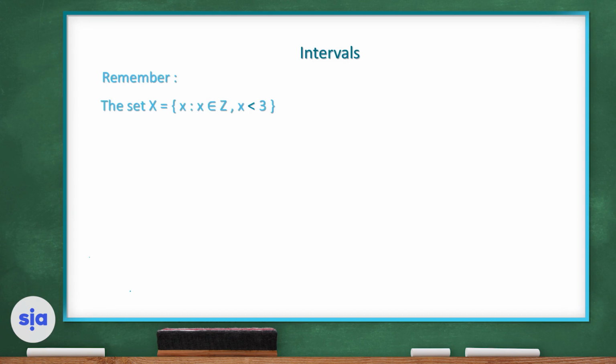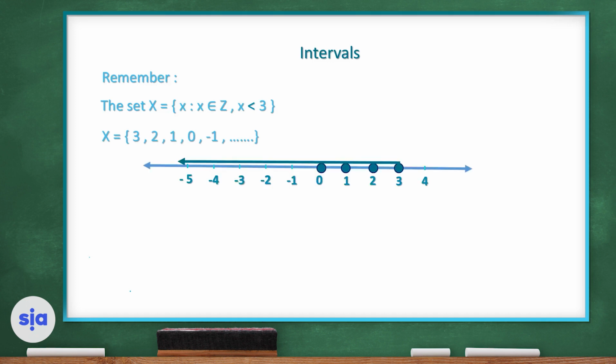Let's remember this together. If we say that set x equals, where x belongs to the integers and x is less than 3, this means that x can be 3, 2, 1, 0, -1, and so on. How can we represent this on a number line? We plot on the 3, 2, 1, 0, and we keep going to the left.